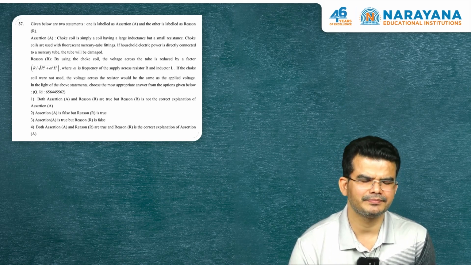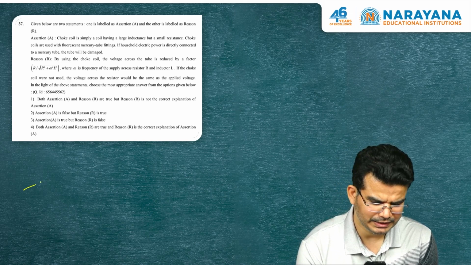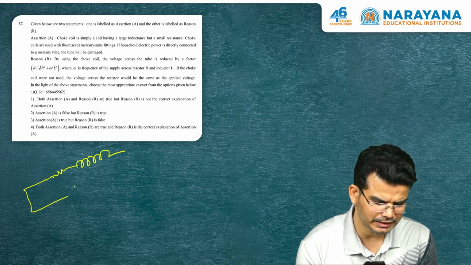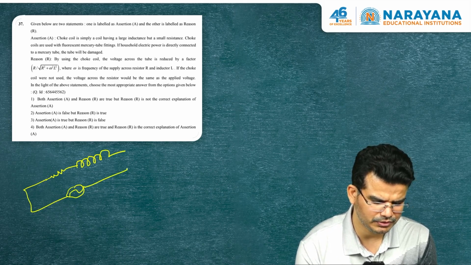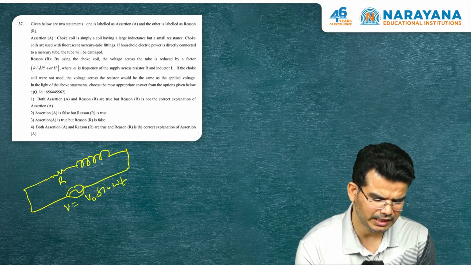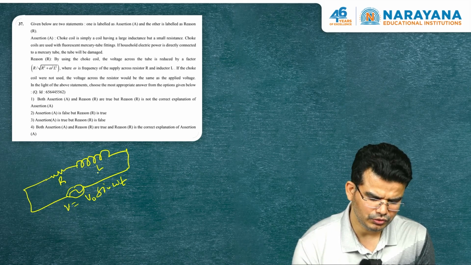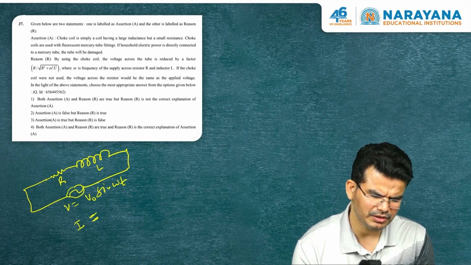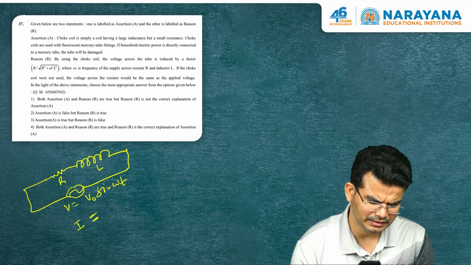Why is it correct? Because you can see, let us say the mercury tube is a resistor and this is a choke coil which is an inductor, and it is connected to an AC source, V equal to V naught sin omega t, very basic question. This is R, this is L. So, you know very well that current will be flowing. When I say current, let us take RMS current. You can say either RMS current or maximum current, all will have direct proportionality. So, let us take RMS current.